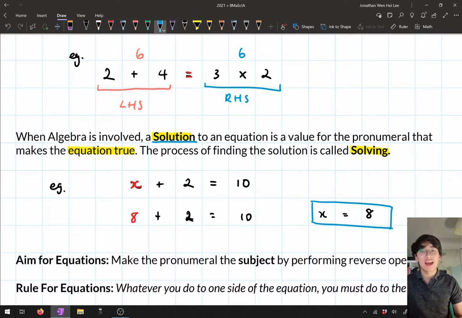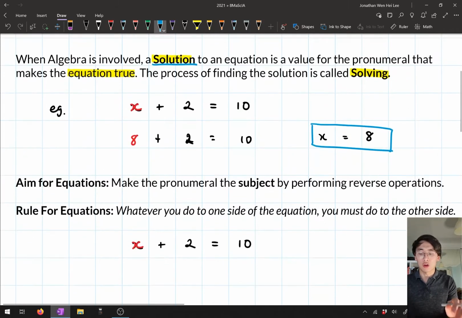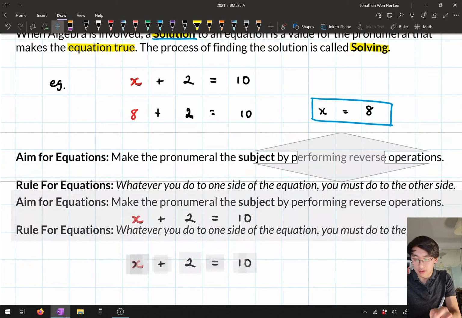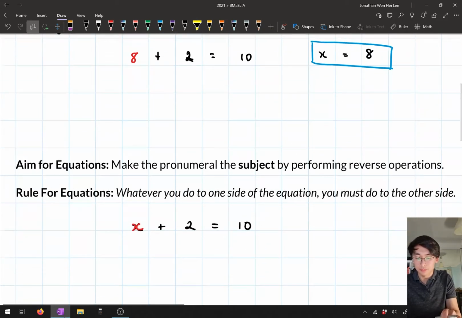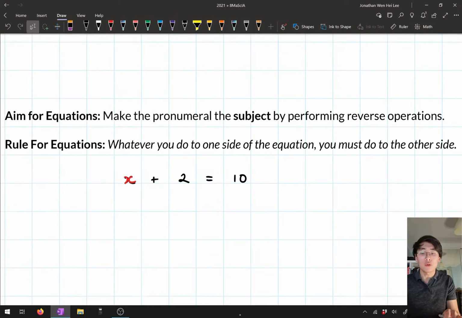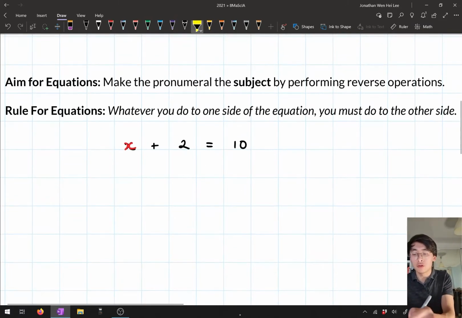What we want to actually look at is the steps of solving an equation. How do we actually go about finding the value of x in these equations? Here underneath, I've got the aim and the main rule that you need to remember when you're trying to solve an equation. I'm going to move this down a bit so we can focus on it here. Our aim for equations is to make the polynomial the subject, by performing reverse operations.